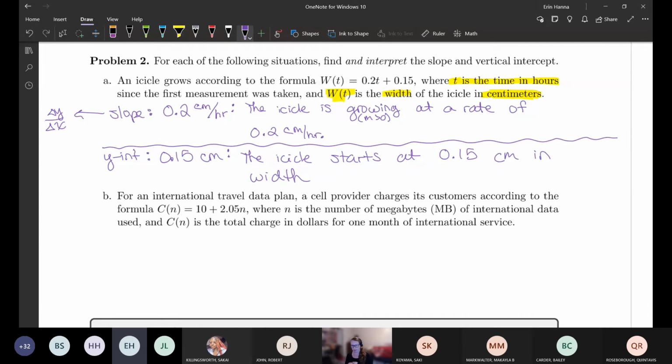Questions, concerns on that? All right, last one. I'll wait like 5 seconds in case people are still writing stuff down.